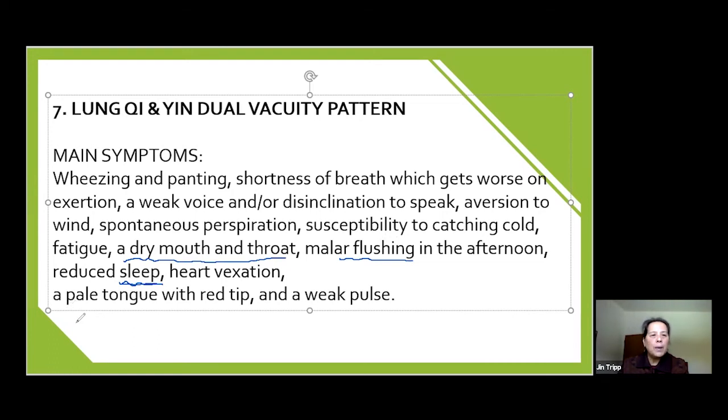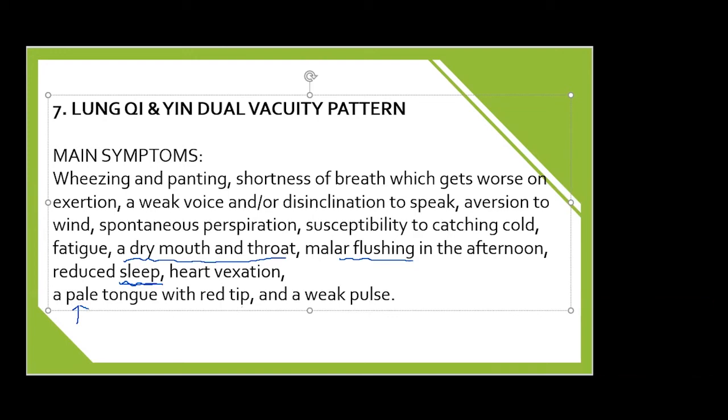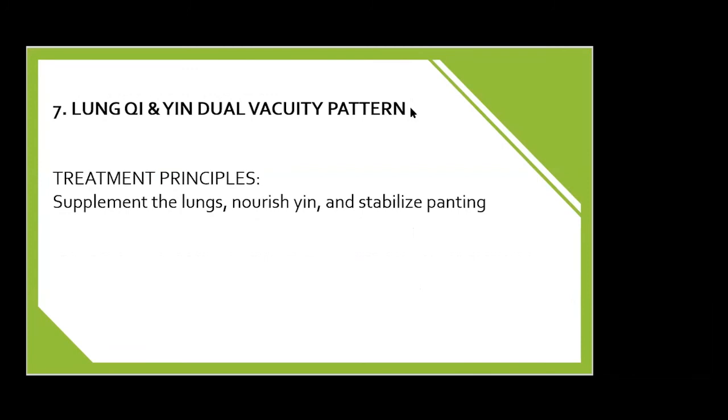If the patient has mainly qi deficiency, the tongue will be pale. If mainly yin deficiency, it's still possible to have a red tongue. So it totally depends on the situation and which side is most severe. Maybe pale, maybe red. But with deficiency the pulse is always weaker. So that's the pattern of lung qi and lung yin deficiency.